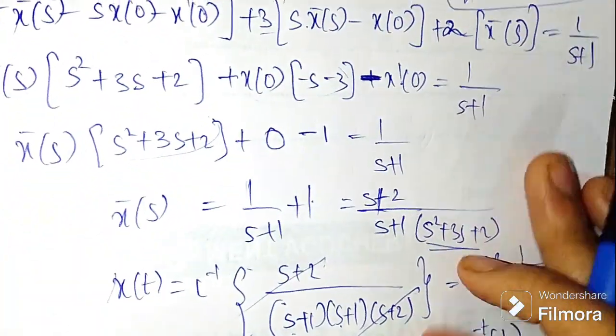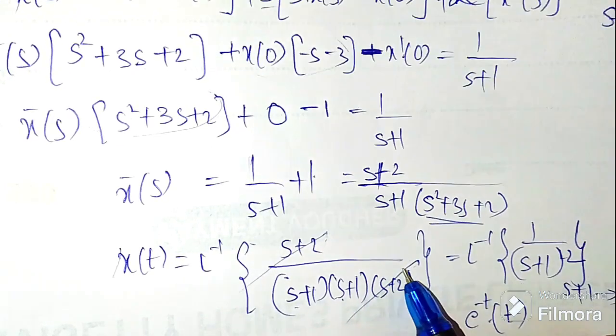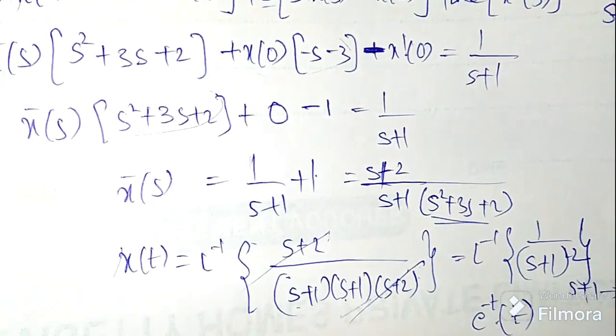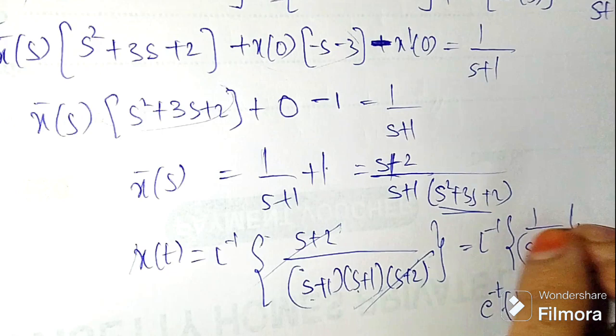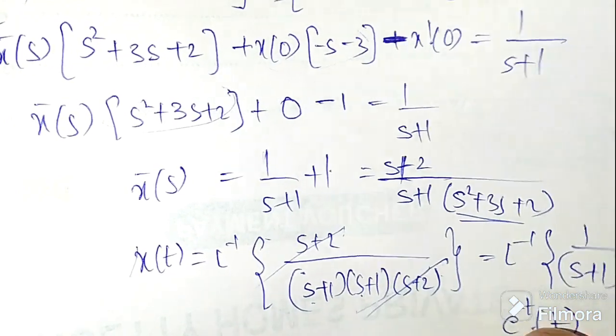Okay, that's it. See, no need to apply partial fractions if you properly see that s plus 2 is getting cancelled, and if you properly see that s plus 1 whole square, this is first shift property. If you see that, no need to apply partial fractions and waste time.